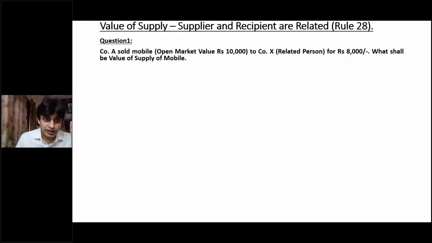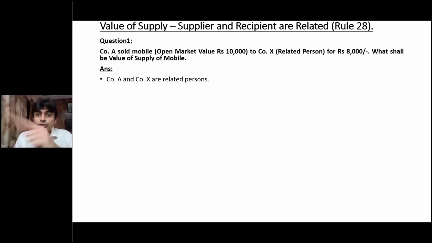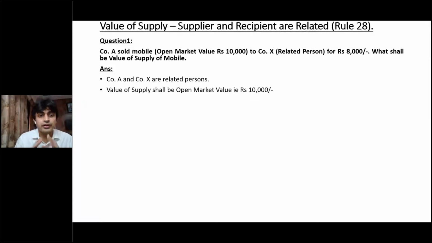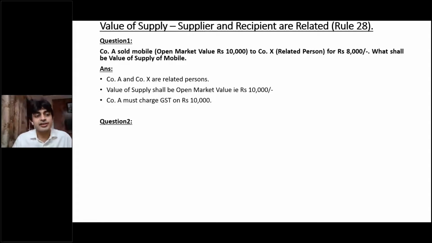पहला बात, can I attract section 15? Answer is no, because supplier and recipient are related. इसलिए section 15 can't be attracted. So what I have to follow? Rule 28. And what does rule 28 says? Value of supply shall be what? Open market value. Hence, GST will be charged on 10,000. Company A must charge GST on how much? 10,000. Okay, this was simple.